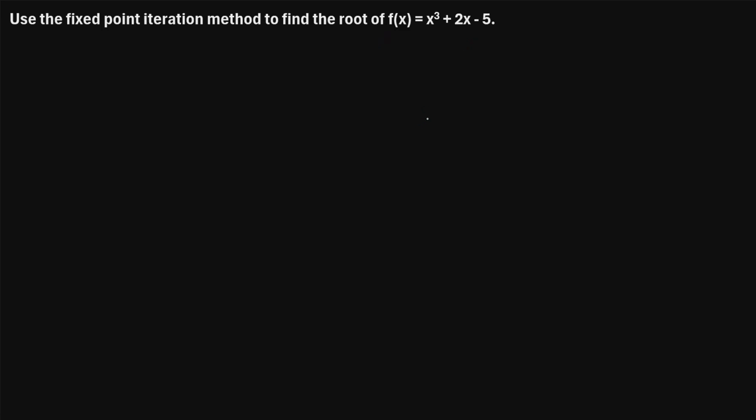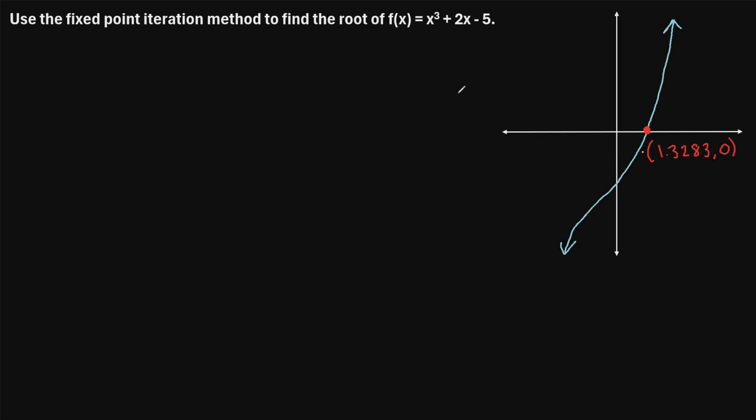So just as a visual aid, if we were to graph this function, here's what it would look like. So the x value that actually makes this function equal to 0 is about 1.3283. So when you plug in this value into this function, the output is about 0. So the fixed point iteration method is just a way to find this x value. So here's how this method works.